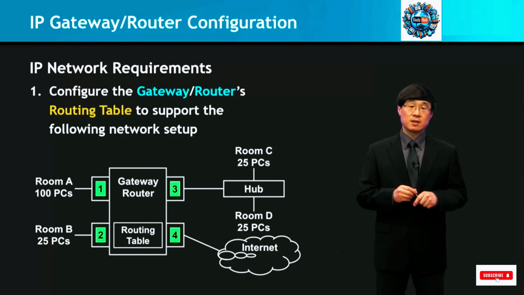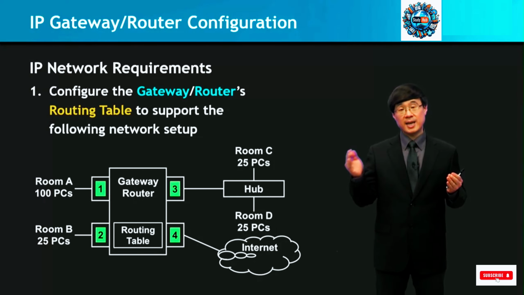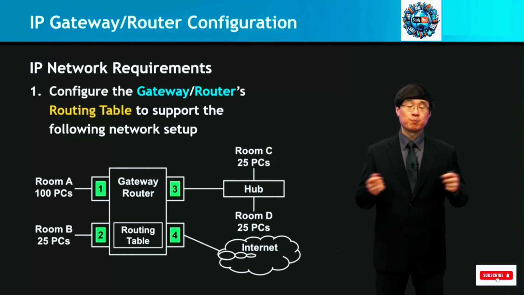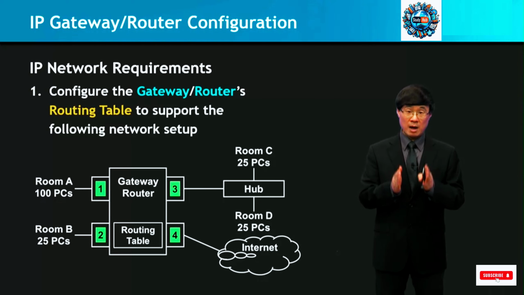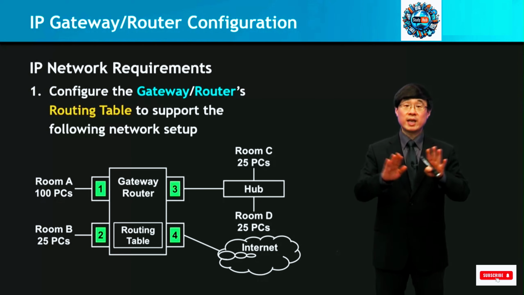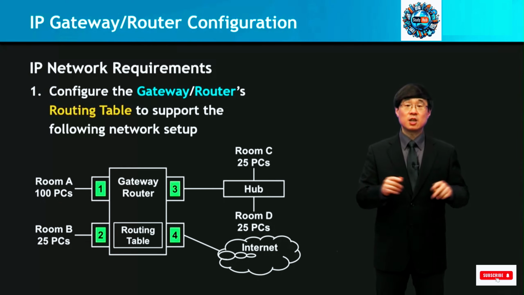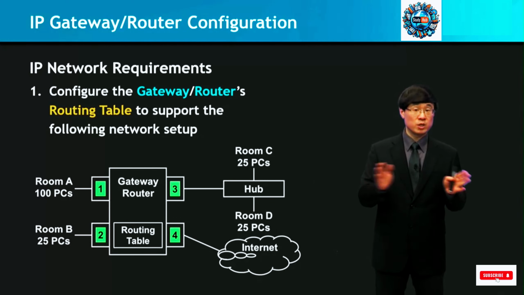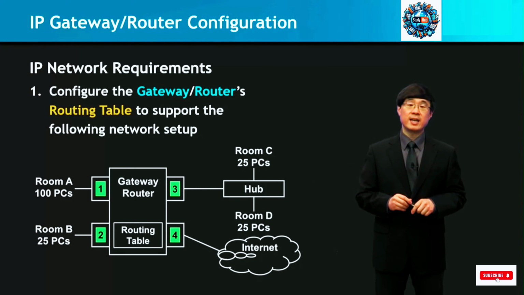Think of it like this. Room A, B, C, and D are like computer rooms, computer labs. And we need to set up a router where we can connect all these PCs such that these individual computer labs can all have access to each other as well as send and receive packets through the internet.